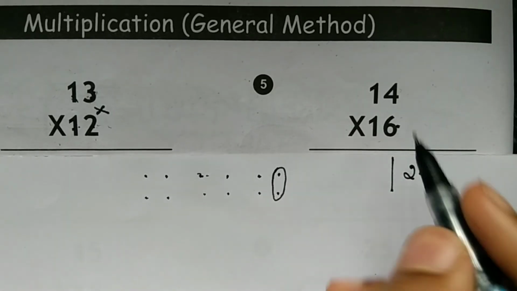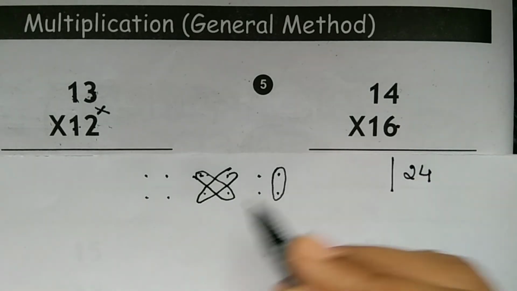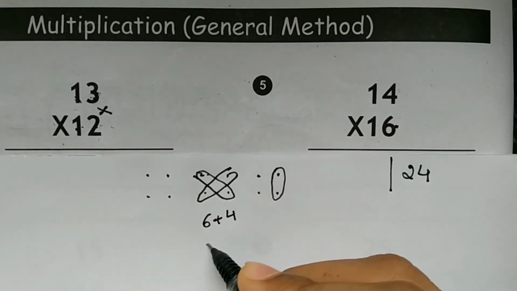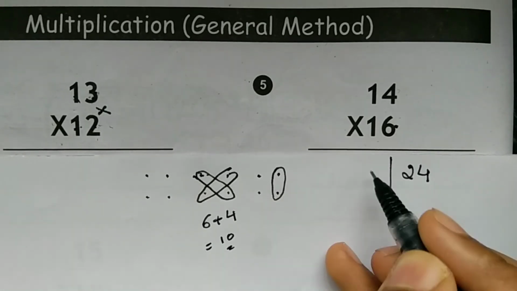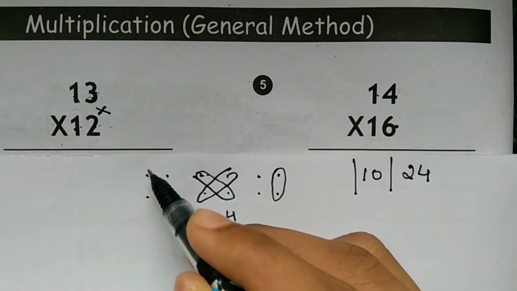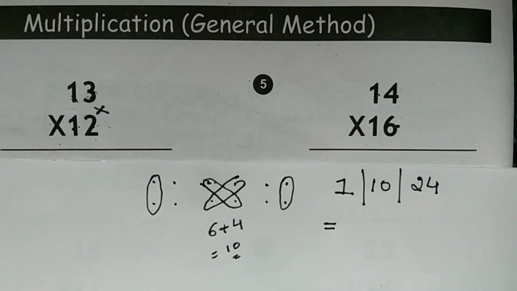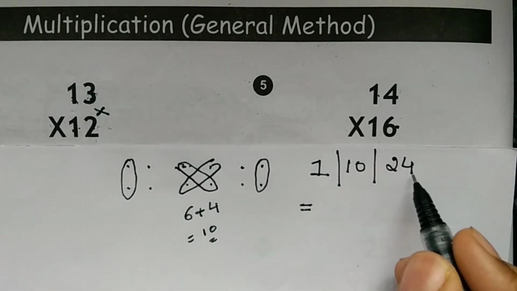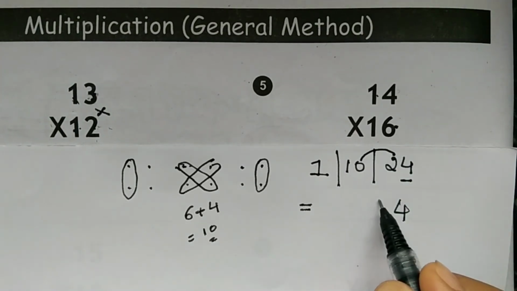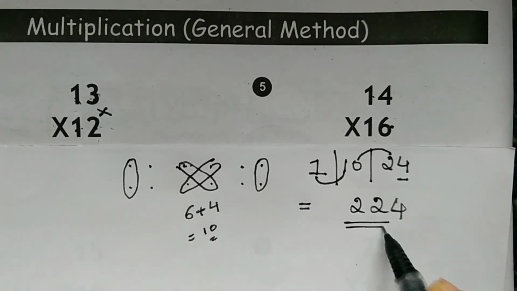Then cross multiplication. 1 and 6, that is 6. Plus 4 and 1, that is 4. So 6 plus 4 is 10. Right, 10. Then first two digits 1 and 1 is 1. The final answer is 4 as it is. Then 0 and 2, that is 2. Then 1 and 1, that is 2. 224.